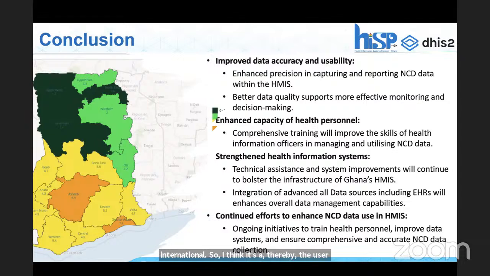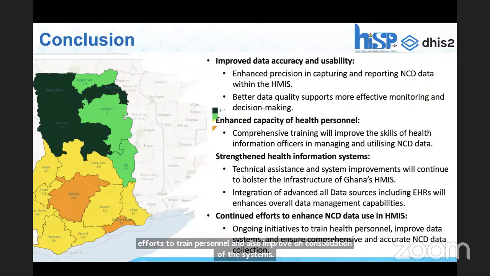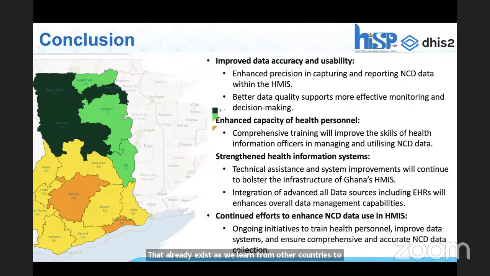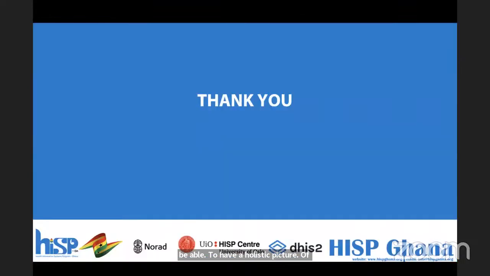And then, of course, we want to be able to continue efforts to train personnel and also improve on consolidation of the systems that already exist, as we learn from other countries, to be able to have a holistic picture of NCDs in Ghana as a whole. Thank you.